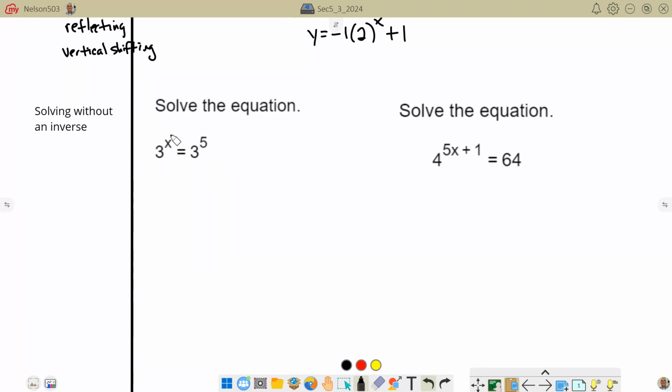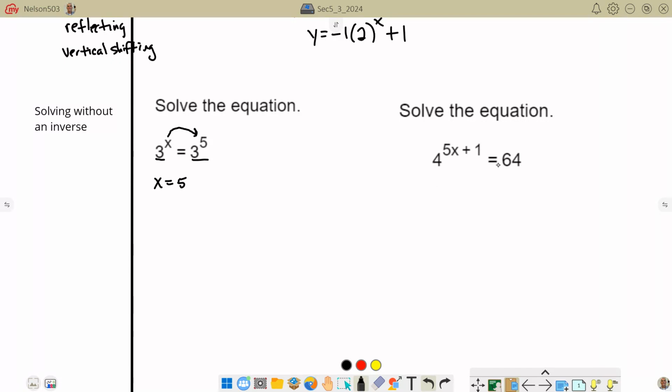And you look at this and go, well, what am I raising 3 to get 3 to the 5th? And some of them are ridiculously easy. Your brain's maybe going to lock up because they're so easy. Well, x has to be 5. I mean, there's nothing else you could raise 3 to get something equivalent to 3 to the 5th. It's got to be raised to the 5th power, right? So, I mean, this one is like, really? Is it that easy? Well, sometimes it is.